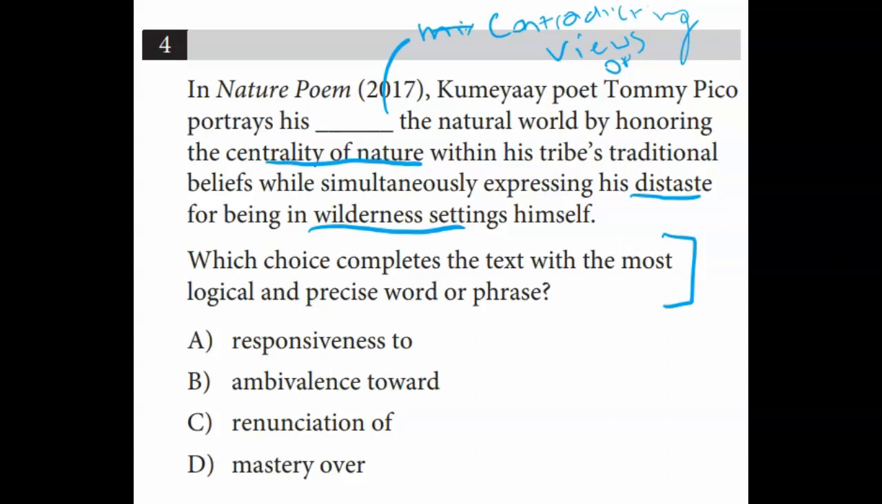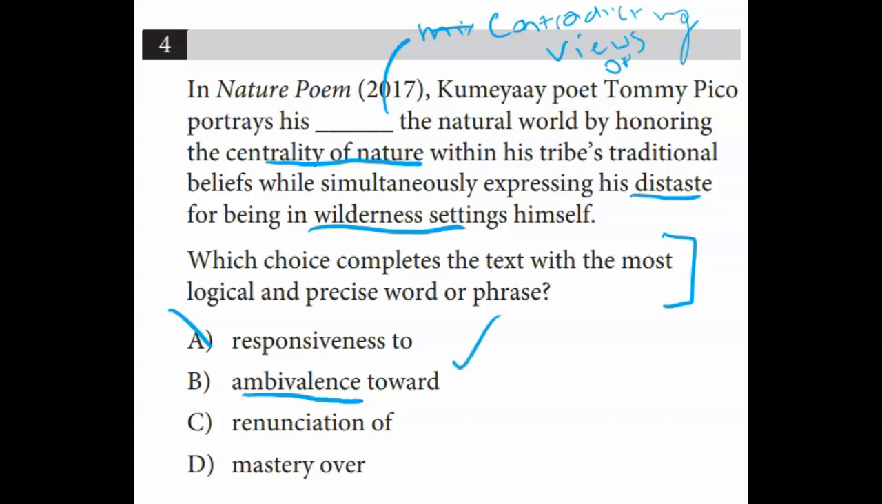So let's look at the answer choices. Responsiveness to? Well, no, because he's not really responding to the natural world. He's expressing his ideas over it, which is the centrality of nature and his feelings of distaste over it. He's not really responding to anything. So no. So we have ambivalence.